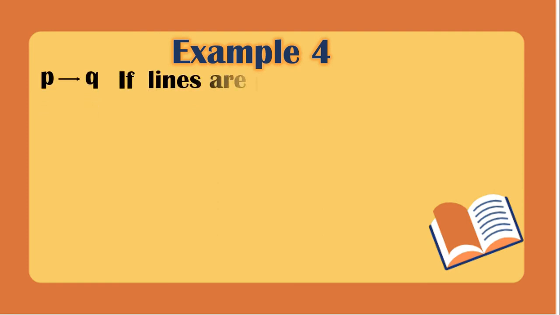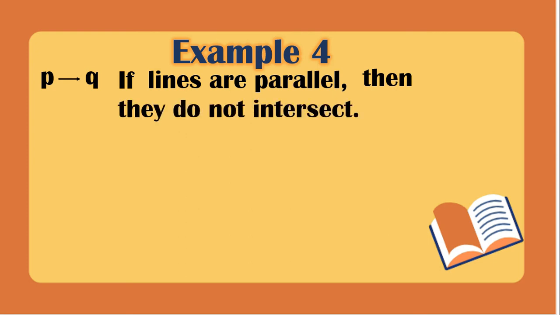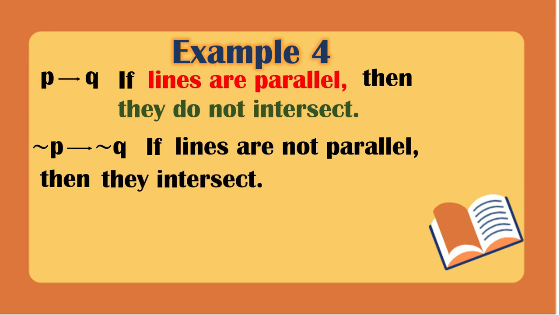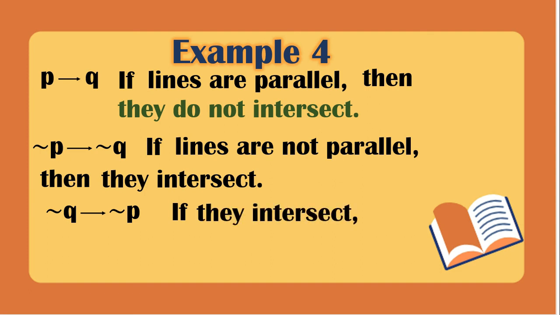Let's have example number 4. For the conditional, if lines are parallel, then they do not intersect. Let's have the inverse. If the hypothesis is, it will become lines are not parallel. Then, conclusion, it will become they intersect. Remember, in getting the negation, if the statement is positive, you will turn it into negative. So you can use the words no, not, do not. But if the statement is already negative, you will just change it into the positive form. So you need to remember that. From positive, it will become negative, but if it is in negative, you will make it positive.